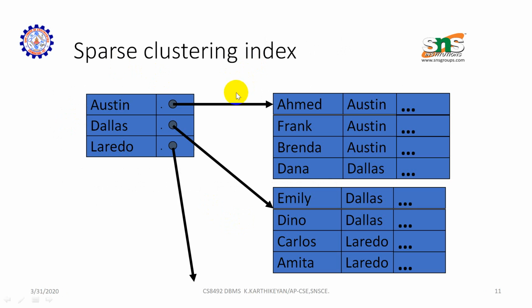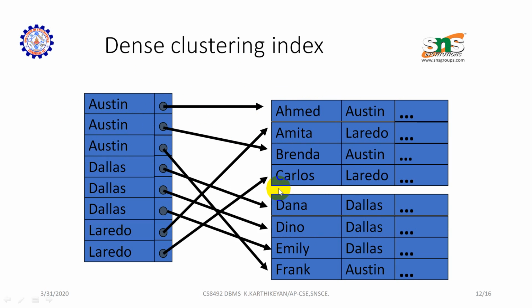For the sparse index, only one record entry goes into each block. So here, based on the clustering method, you can enter one record, and then Lardo is an entry for one record. Next, dense: one entry per block. One entry per block. So this is a dense clustering index.